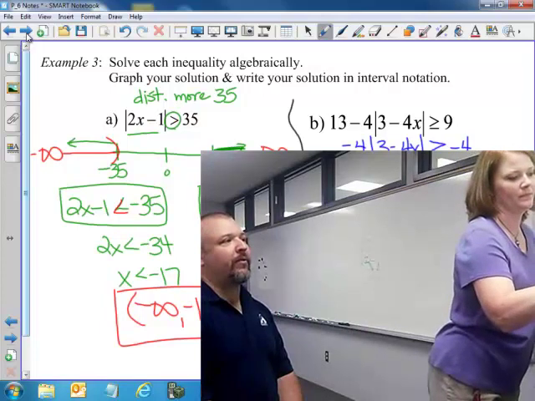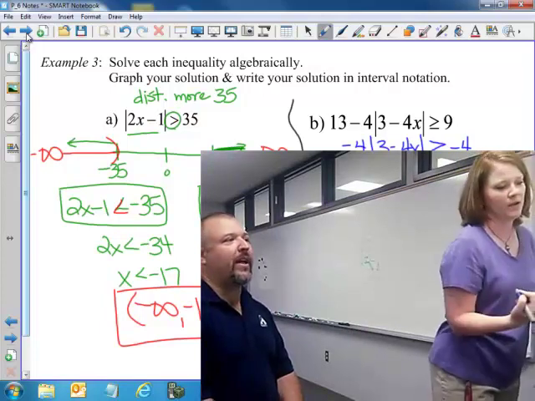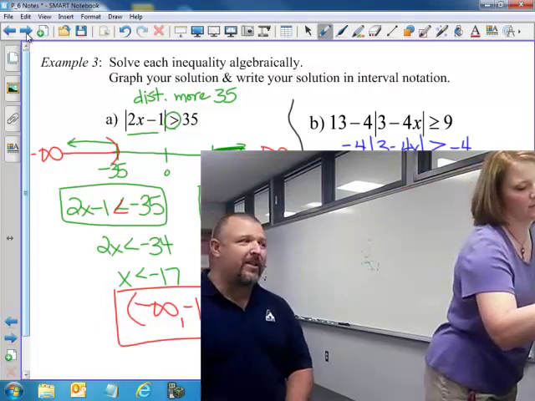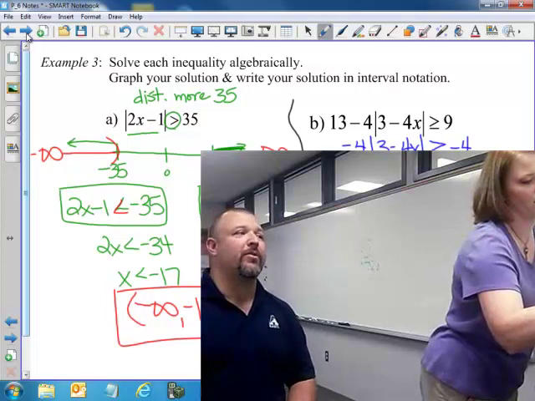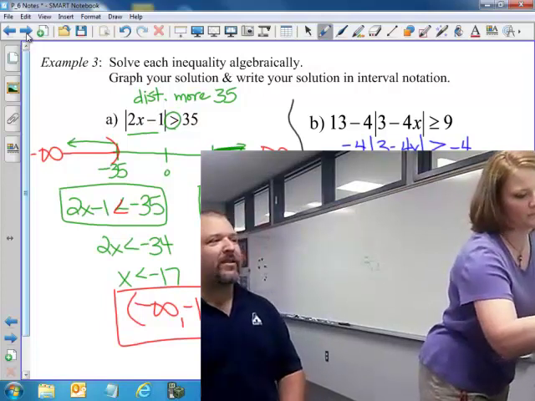We get negative 4 less than or equal to negative 4x less than or equal to negative 2. And then we divide by negative 4 again, which, when you divide by negative 4 in an inequality, switches all the inequality signs. And this time there are 2 of them, so they both turn around.